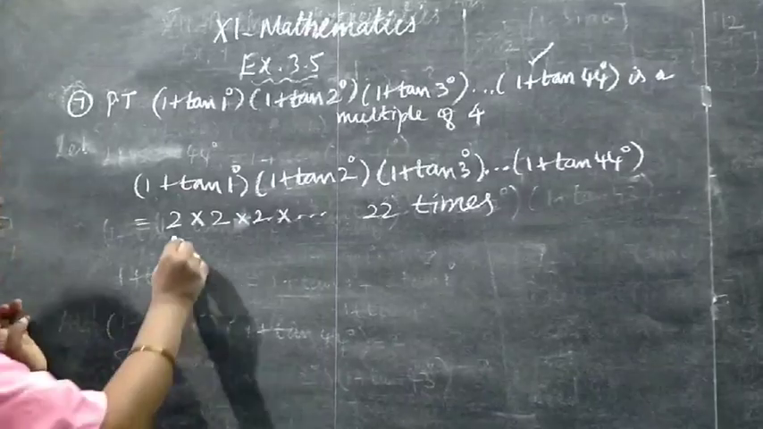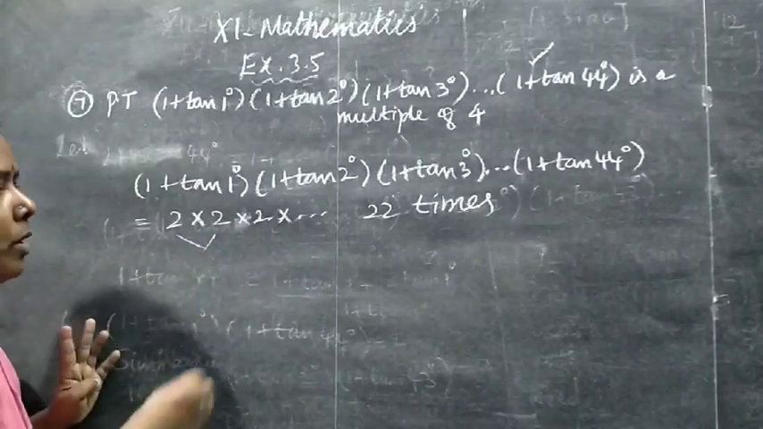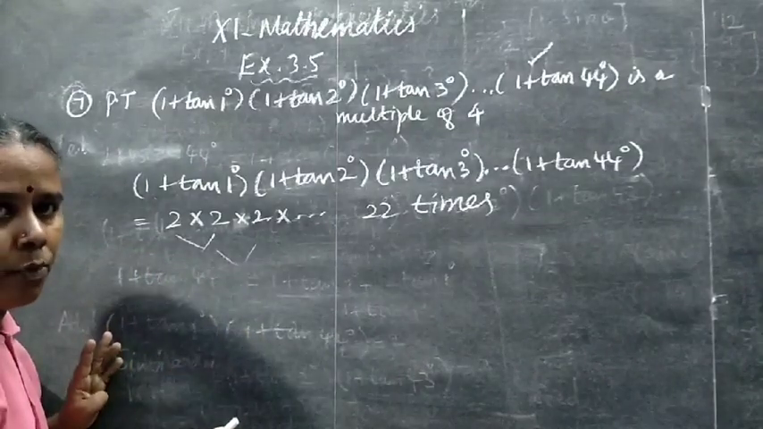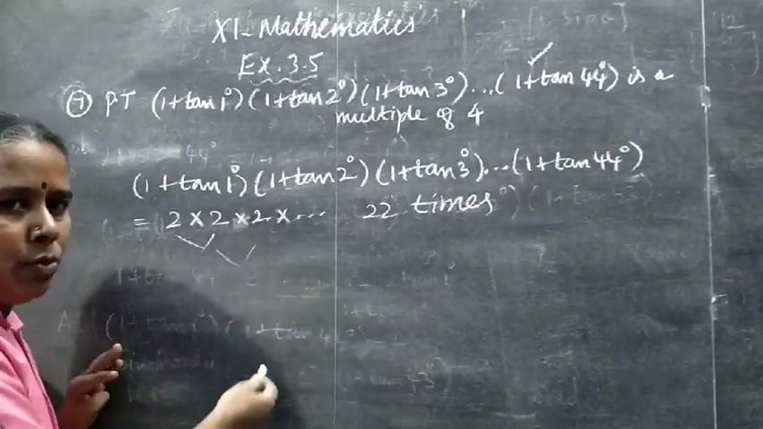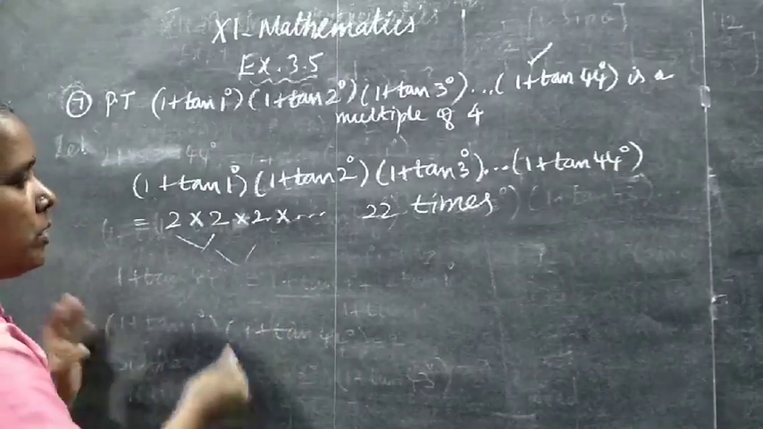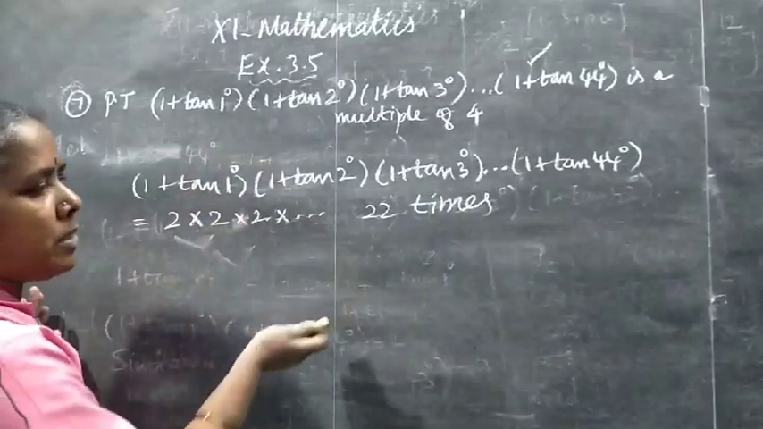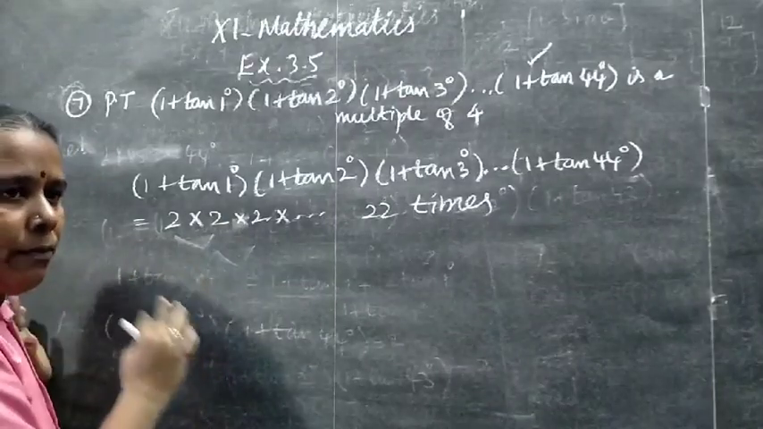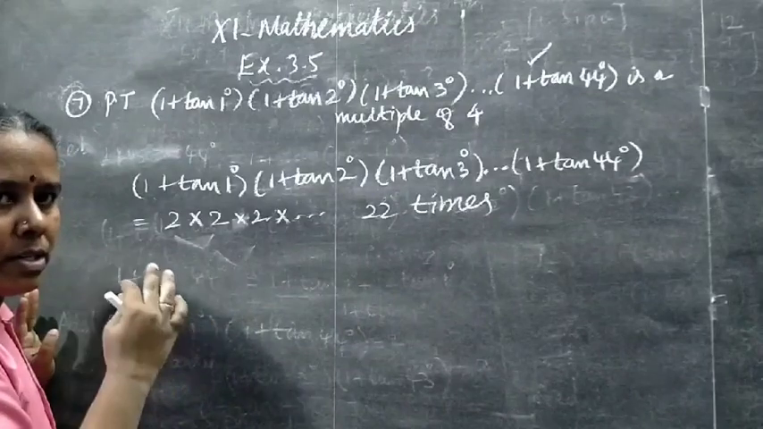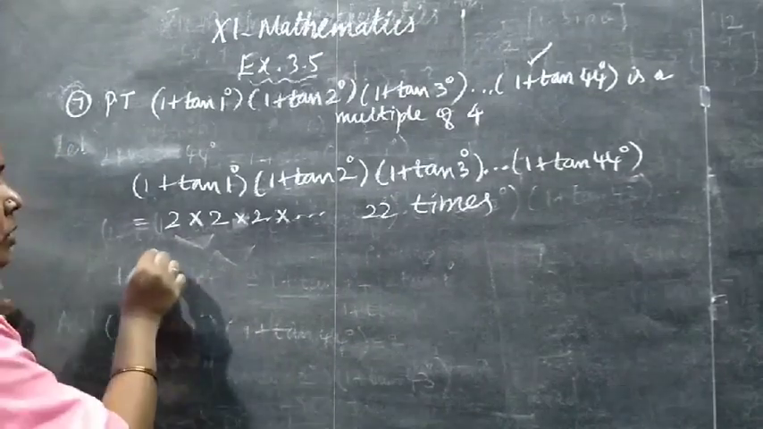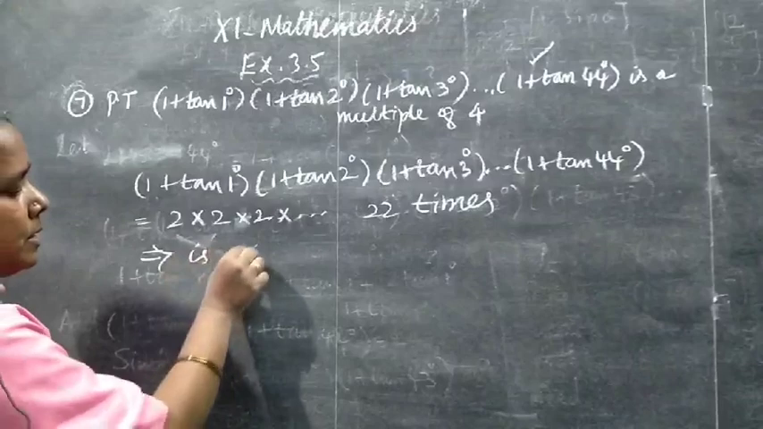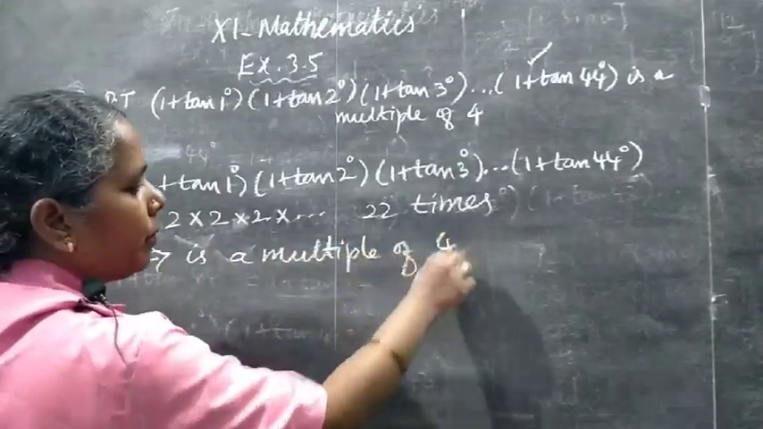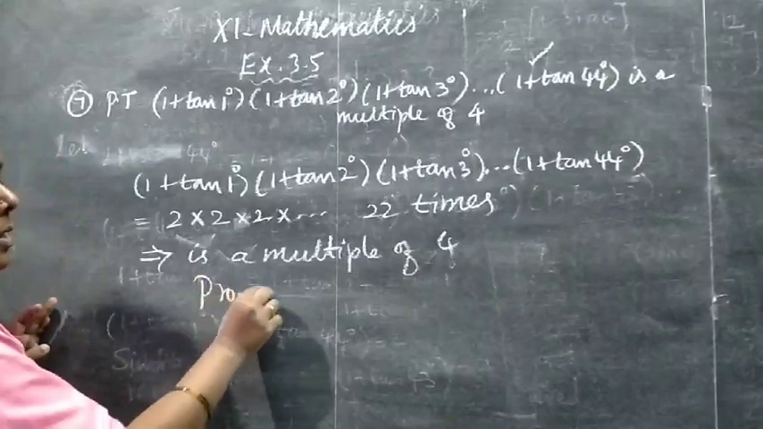Okay, if you multiply two 2's you will get 4. That is a multiple of 4. Again if you multiply with 2, 8 is also a multiple of 4. Again if you multiply with the next 2, 16 is a multiple of 4. So definitely the entire answer you are going to get, multiplying 2 twenty-two times, is a multiple of 4. Which implies the given product is a multiple of 4. Is it clear children?